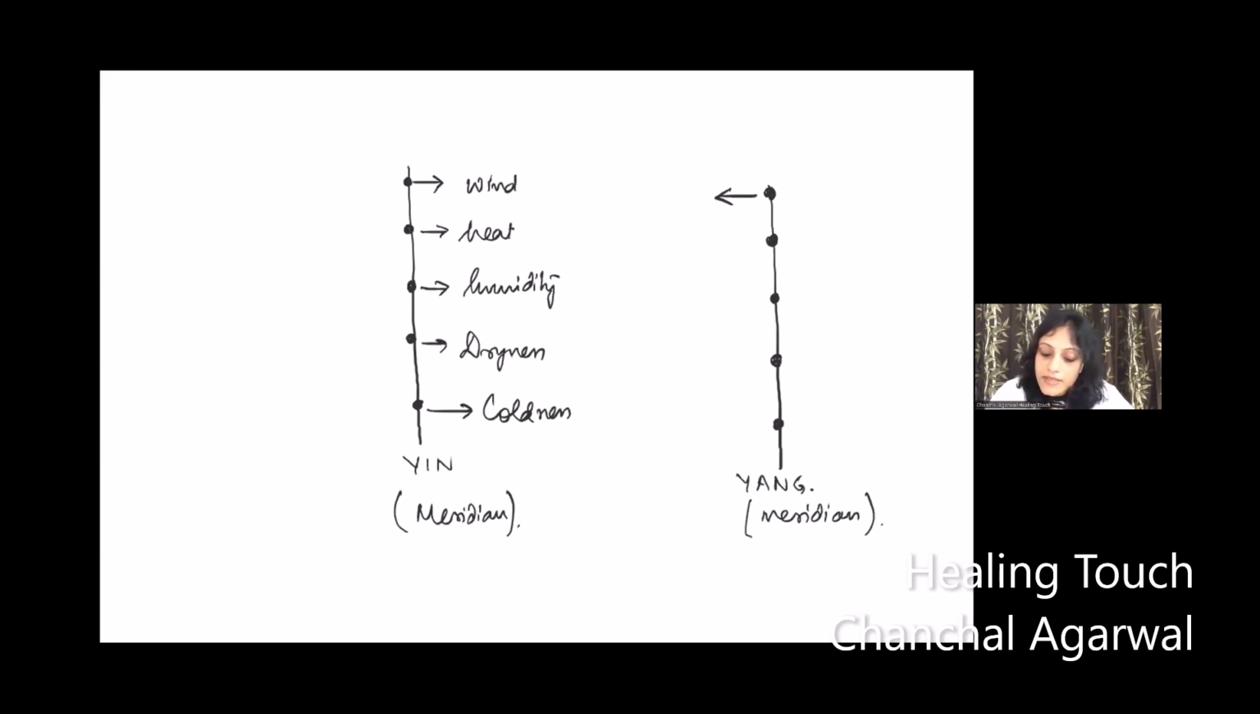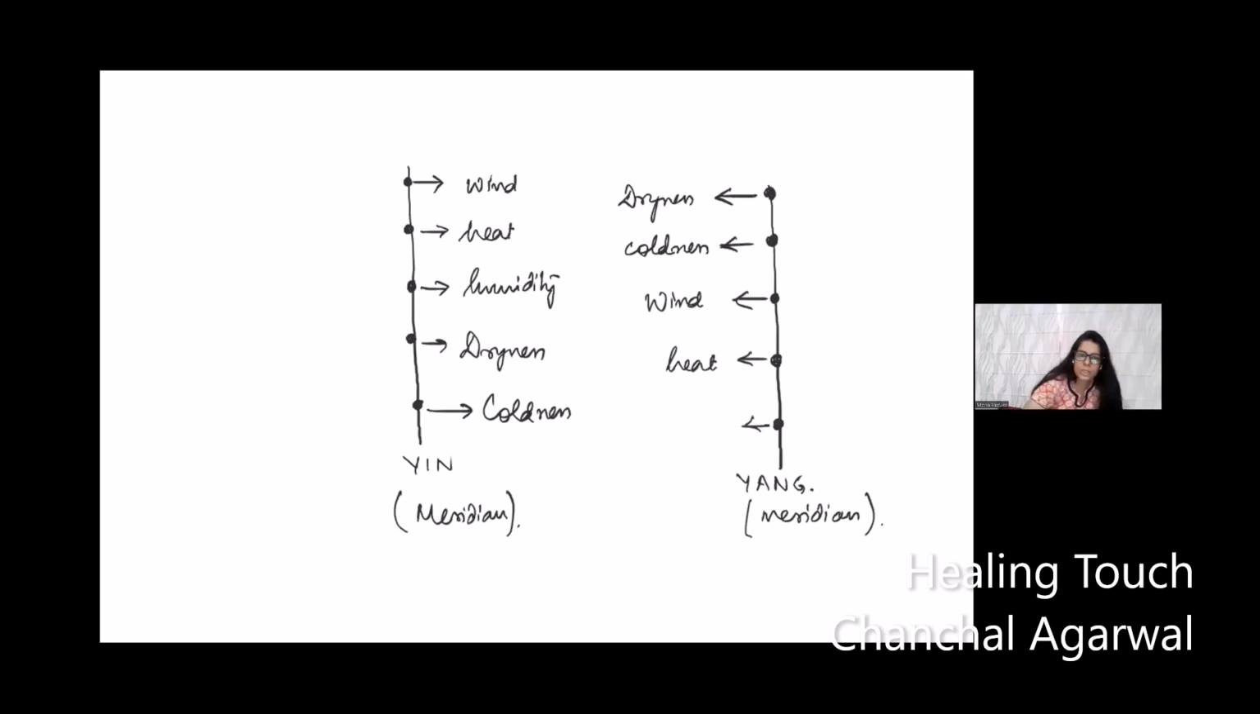So, what is the first? You will not say metal. You will say dryness. Very good. Second point, after dryness, it is coldness. The cycle goes like this only. Dryness, coldness. After coldness, what comes? Wind. So the third point would be wind. Then heat. And then humidity.